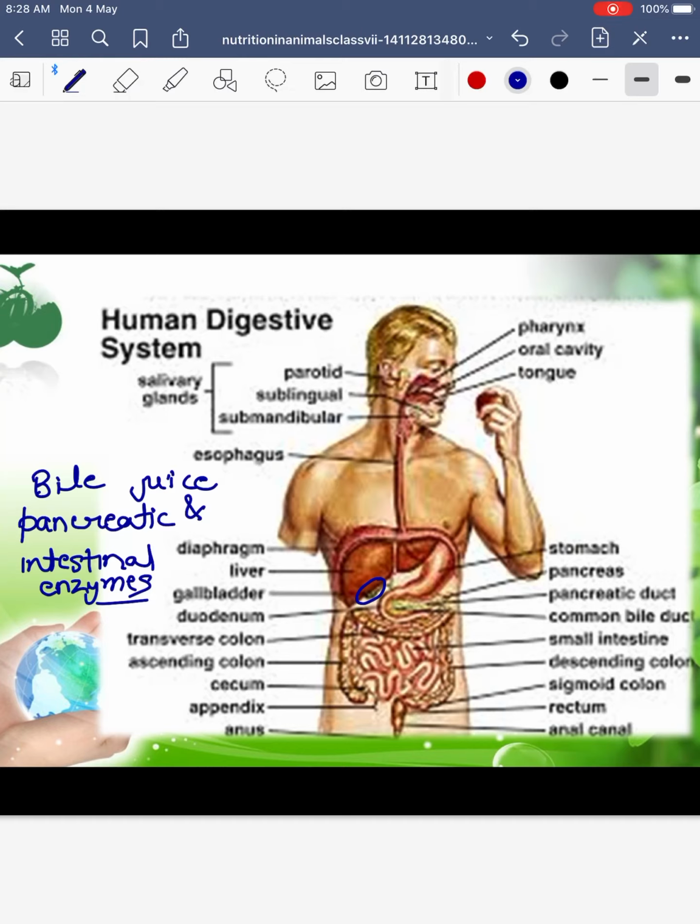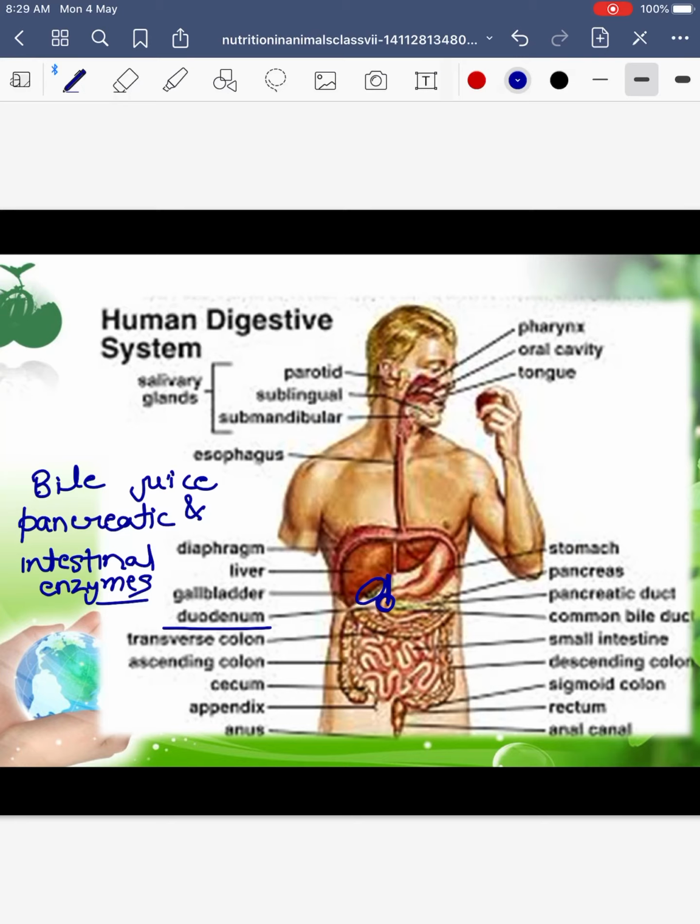Okay, so this duct of the liver, this duct opening, you can see it finally ends here into this area of the small intestine. What was that called? That was called the duodenum, as I told you in the last lecture.